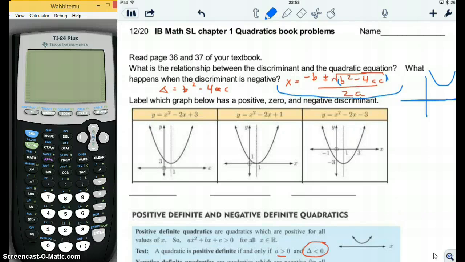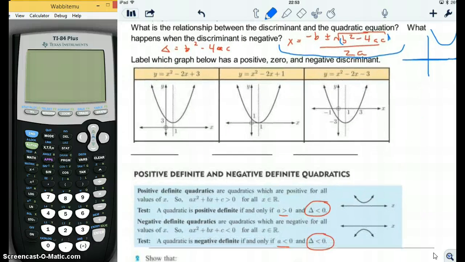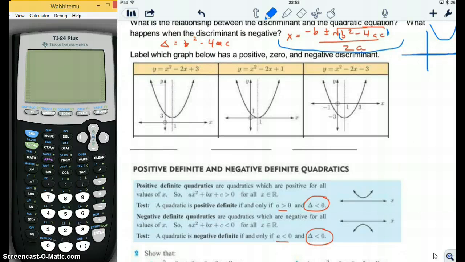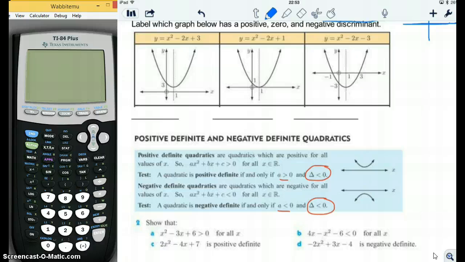There's also something called positive definite and negative definite. And positive definite and negative definite just says, well, is the parabola always positive? Are the y values for the parabola always positive? Or are the y values of the parabola always negative? And you can tell that just from looking at the discriminant and the a value.